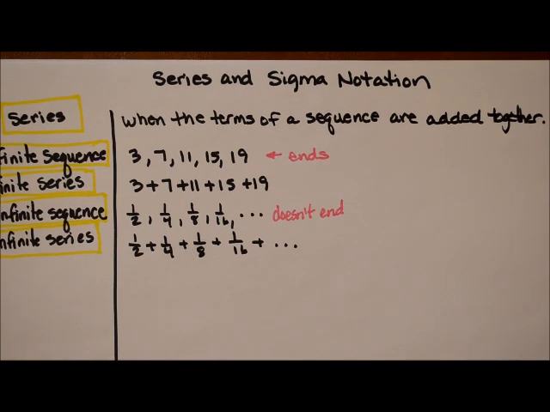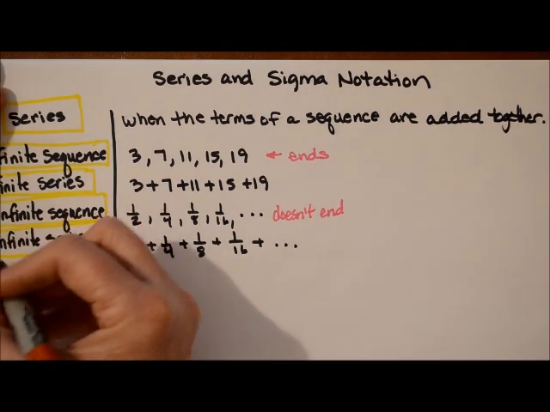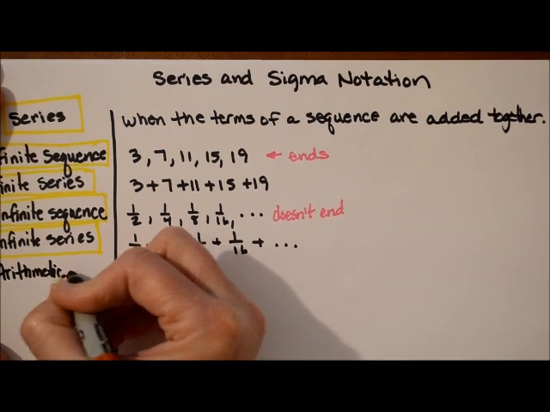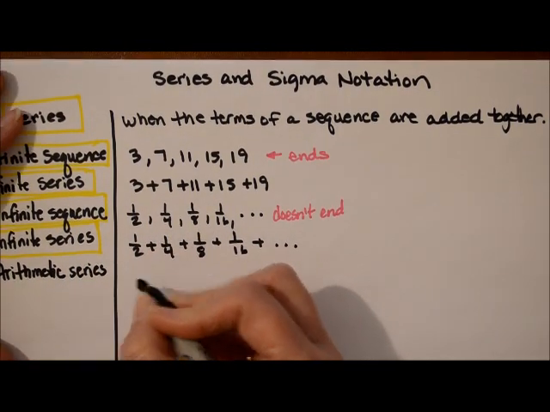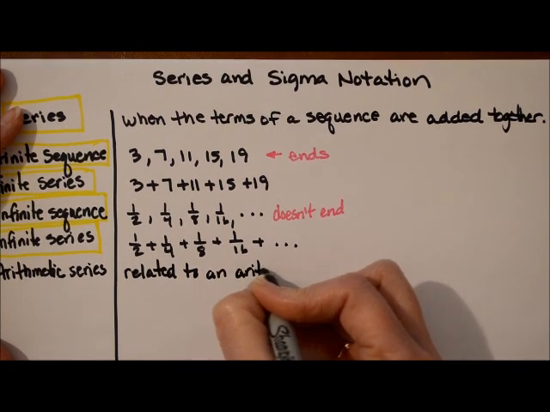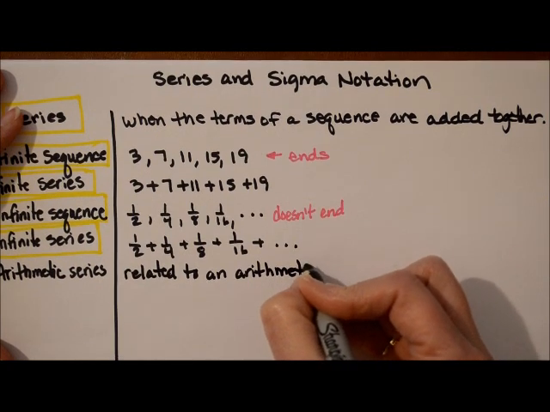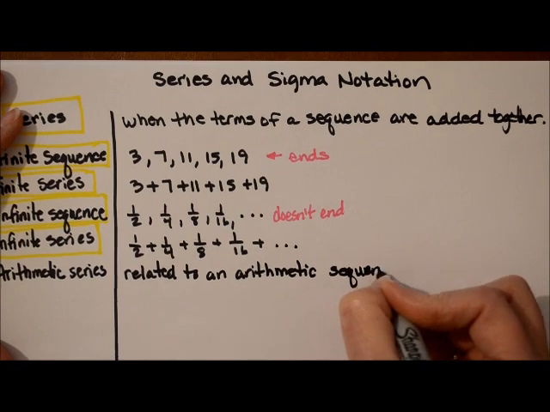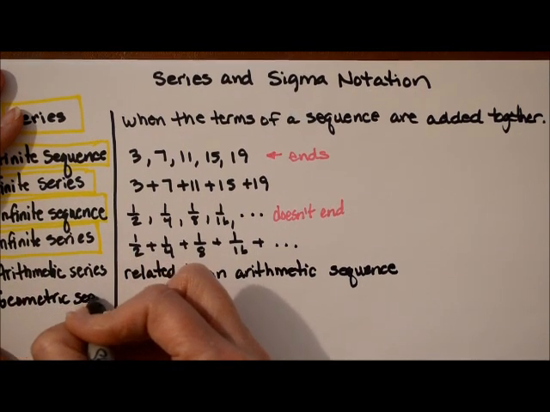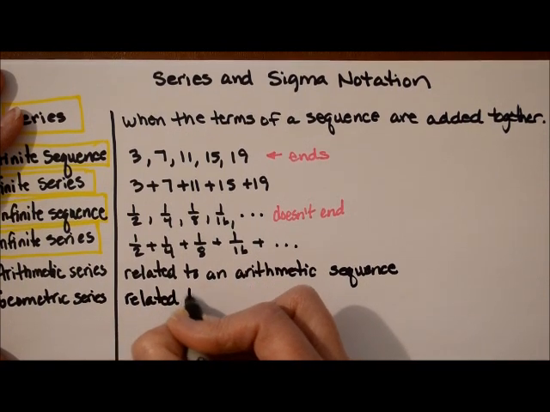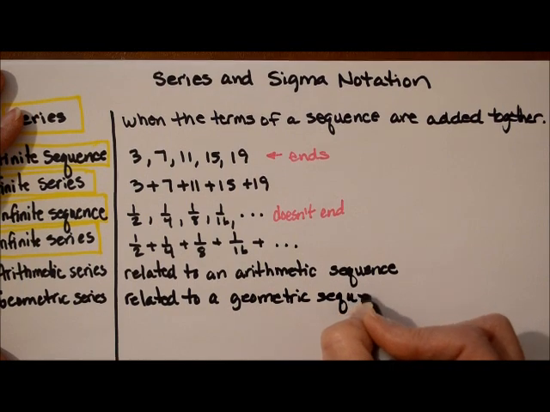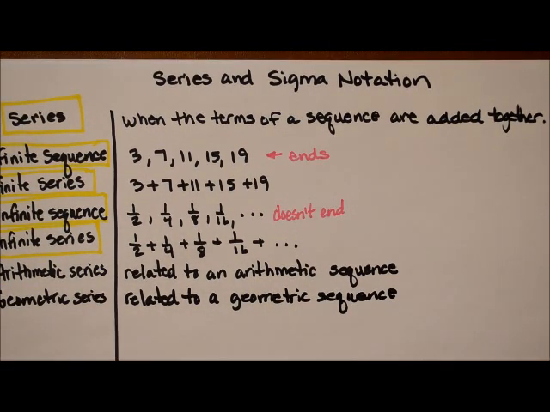Two more definitions here before we actually do something. An arithmetic series is one that's related to an arithmetic sequence, whereas a geometric series is related to a geometric sequence. Okay, so these are all the ones that we're going to use. Oh, actually I have one more for you.